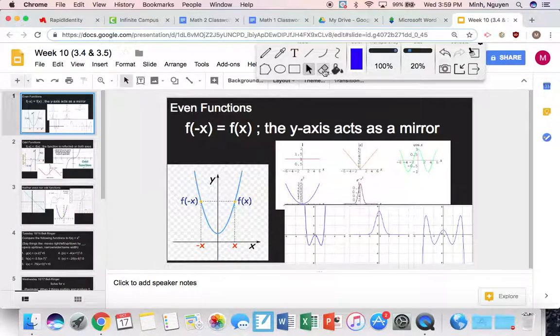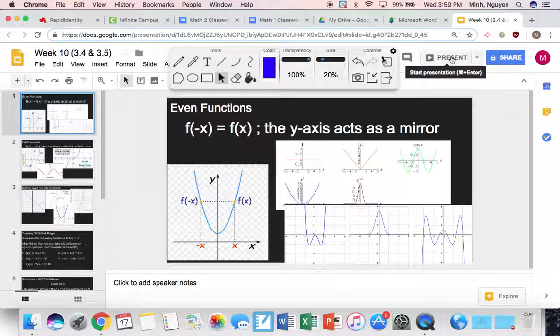So even functions, you can go ahead and copy these in your definitions, all of this text right here. f of negative x equals f of x. The y-axis acts as a mirror. So what does that mean? If I plug in a negative x, the y will remain the same. So if we look at this, if I fold it in half along this line, the graph will be exactly the same as it is on the left.